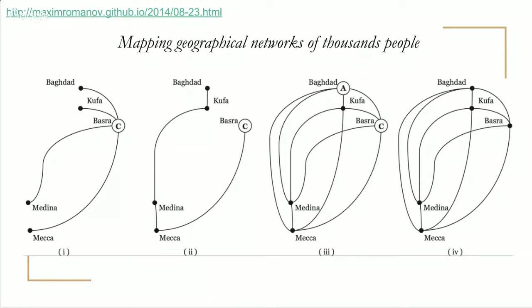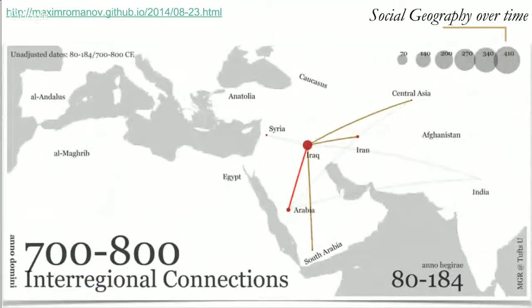So what we can do then, the next step, is combine these networks into chronological periods. For example, this one shows a network of all biographies that we have for the period from 700 to 800, and it's also scaled up.